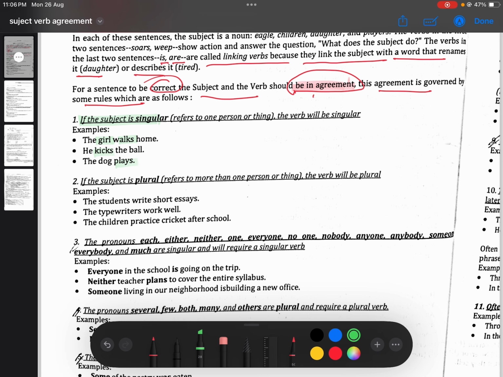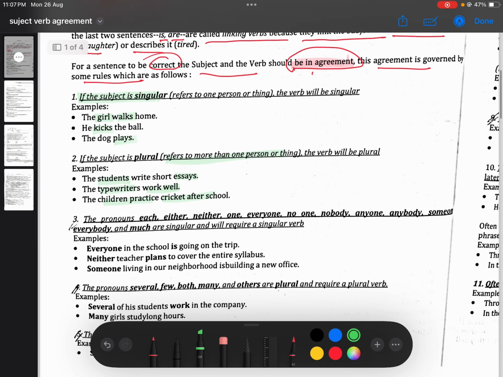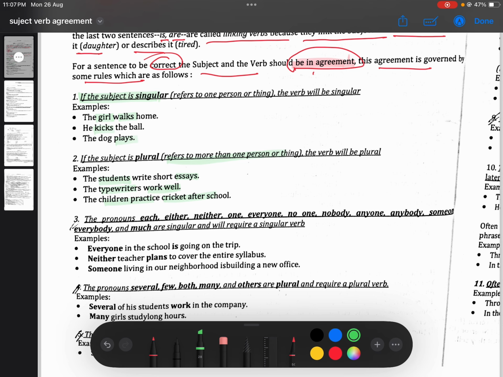Now coming to the next rule. If the subject is plural, that is, it refers to more than one person or thing, the verb will also be plural. For example, the students write short essays, the typewriters work well, not works well. The children practice cricket after school.